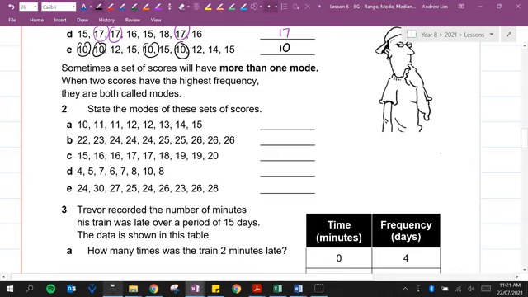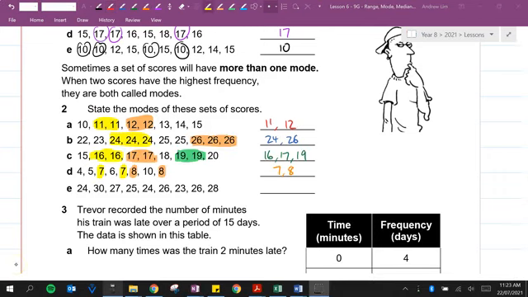State the modes of these set of scores. So here we can see there's 2 11s and there's 2 12s. So the 2 modes are 11 and 12. Pause the video, have a go at B, C, D, and E yourselves.